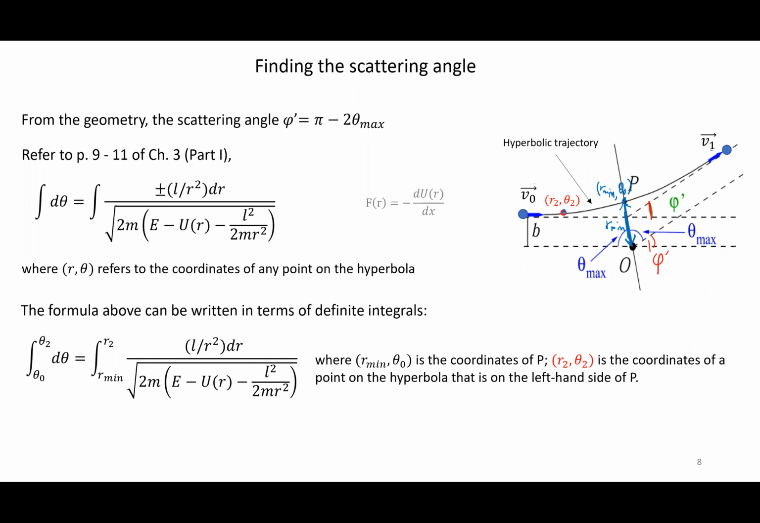Now imagine that you are picking a point which is very, very far away, almost infinitely far away from this point P. Then in that case, this r2 will tend to infinity. However, the theta 2 won't go to infinity. It will go to an asymptotic value.